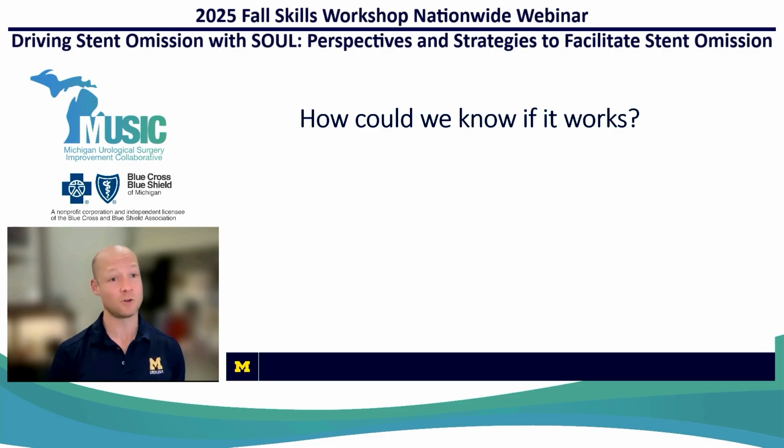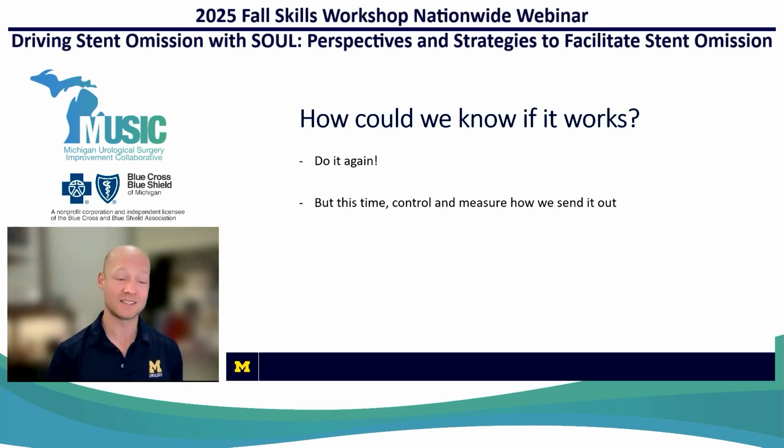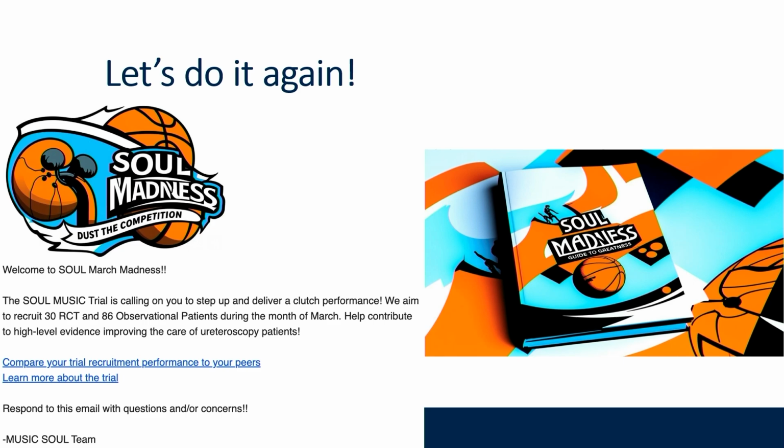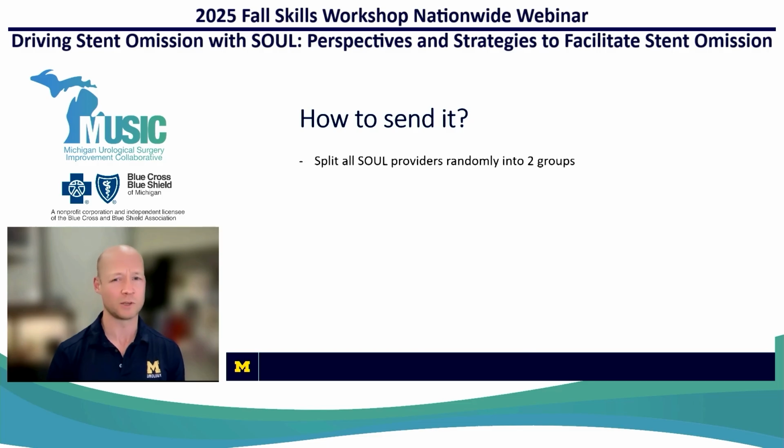So the question is how could we know if it works? And the easiest way is just to do it again, but this time we should control and measure how we send it out, which brings us to our actual intervention, which is the core of tonight. We launched this Soul Madness campaign in the month of March. This was thematic. You may recognize these from your emails. And this was, again, advertising around theming and enrolling into the SOUL trial. But the question was how to send it.